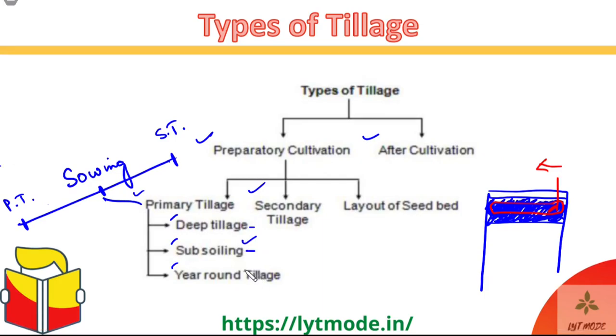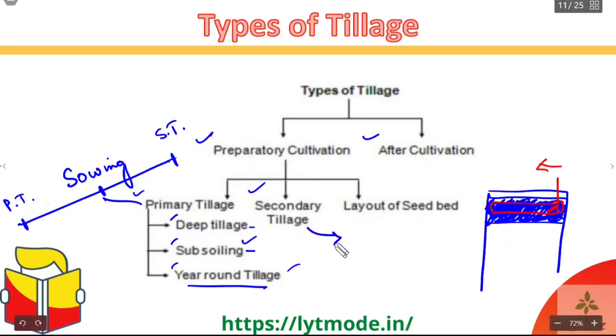Then there is the year-round tillage, which is basically the tillage operations that are carried out throughout the year. So for example, in dry farming regions, the farmers basically have to do repeated tillage operations until the sowing of the crop. So this comes under year-round tillage. It's very simple. It basically comes from the word itself. Year round means done throughout the year. So then there is secondary tillage.